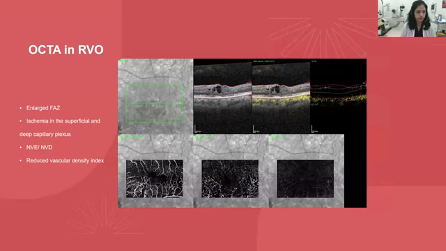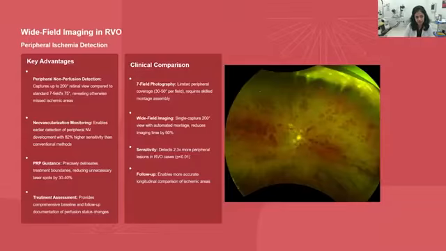So ideally, OCTA can be used to monitor the macular ischemia and give proper prognostic implications for the patient. Wide field imaging is also very useful in RVO because it can give us peripheral non-perfusion detection. If you can do FFA on a wide field, it can give you a very good idea of missed ischemic areas which you may need to laser. You can also monitor for neovascularization, to guide PRP, and for treatment assessment.